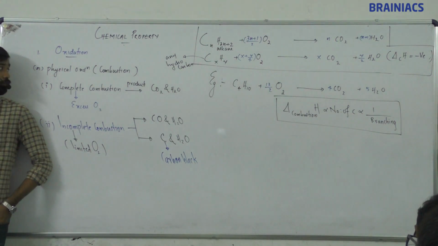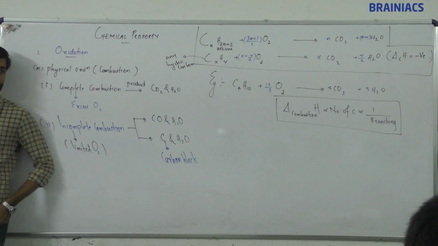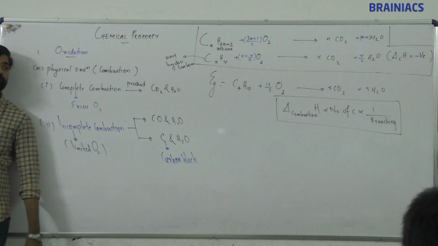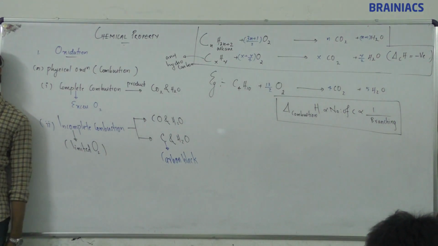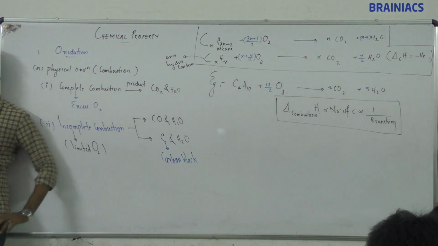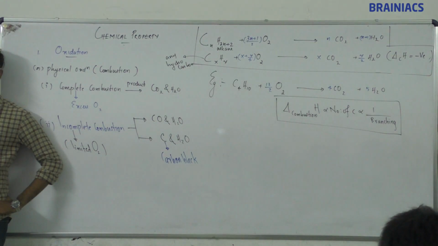That's all about the physical oxidation: two chances, complete or incomplete. And for carbon black, write one point. Carbon black is also known as printer's ink, used in the printing industry.